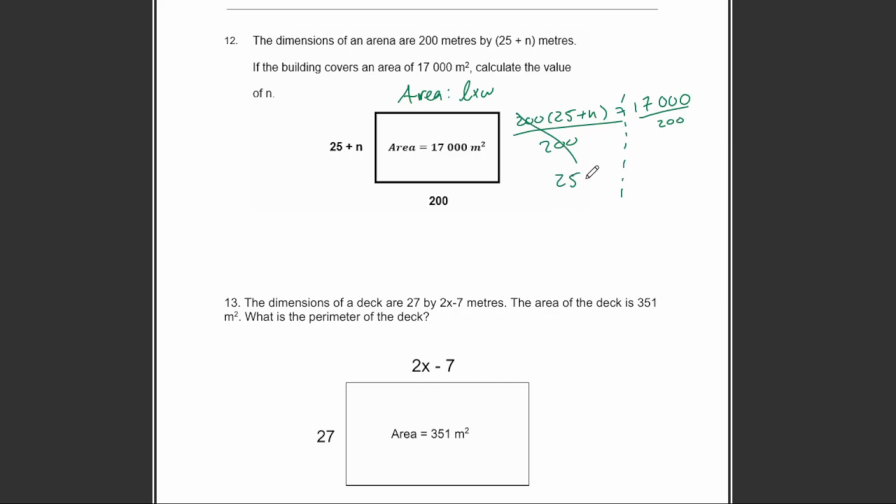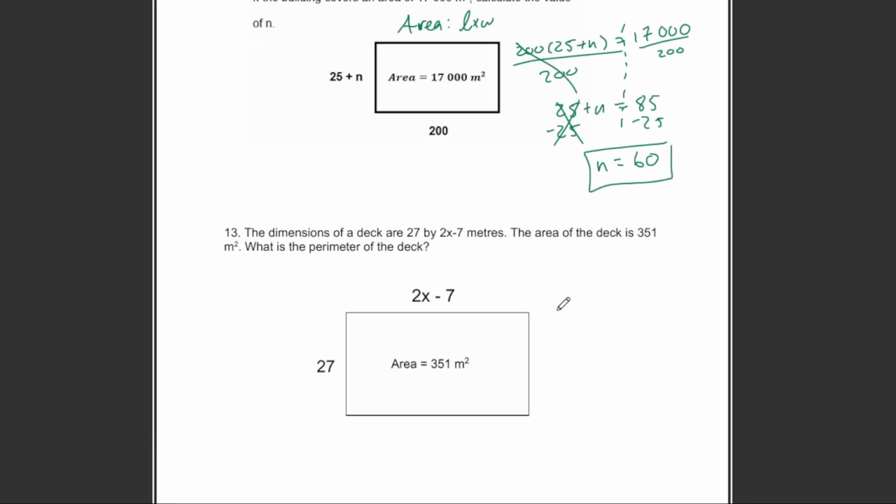We get 25 plus n is equal to 17,000 divided by 200 is 85. And now we have n plus 25. Let's get rid of that 25 by subtracting 25 on both sides. Okay, so that goes away. n is just going to be equal to 60. Okay, now on to question 13.